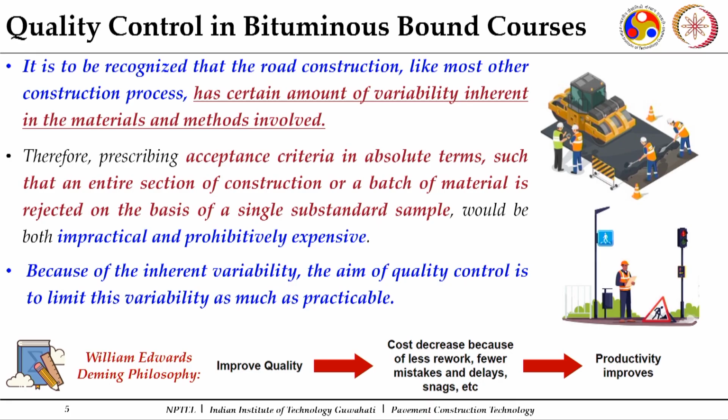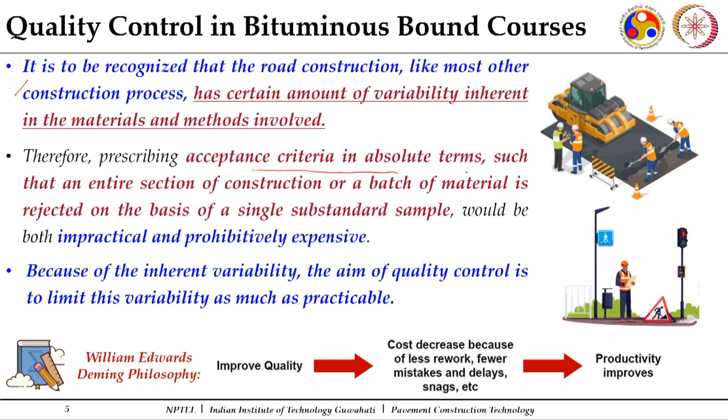Now, as we discussed in the previous lectures also, we need to understand that there is going to be a certain amount of variability in the various road construction activities. It is to be recognized that road construction, like many other manufacturing or construction processes, has a certain amount of variability inherent in the materials, methods involved, and also due to testing and sampling. So, prescribing acceptance criteria in absolute terms is not recommended. For example, if we are checking a density and one result fails, and then you say no, this lot is to be rejected, that is not recommended.